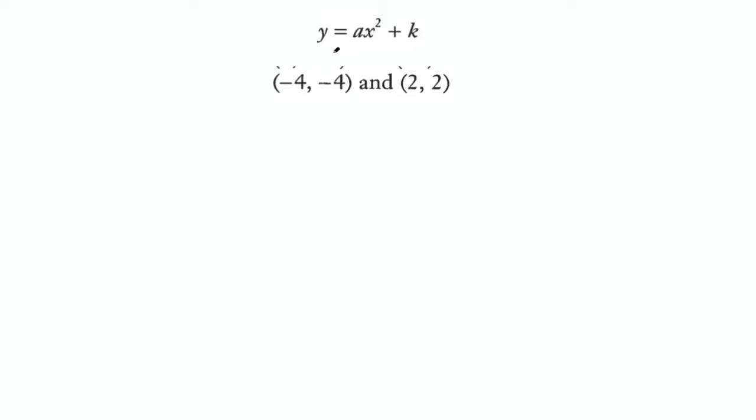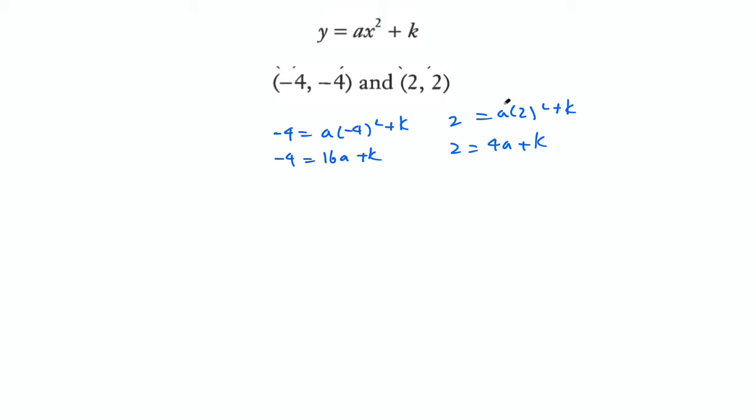For these points to pass through this parabola, I should be able to plug in these numbers and the equation must hold. So plugging in for the x and the y, I get -4 is equal to a times (-4) squared plus k. So that's just -4 is equal to 16a plus k. Plugging in for the 2, I get this. And I'm left with 2 is equal to 4a plus k.